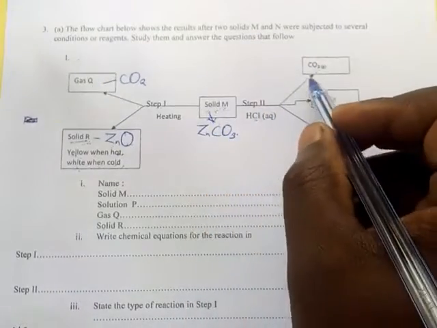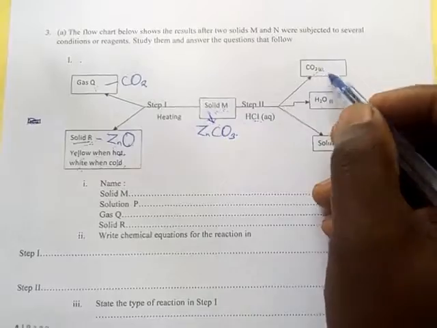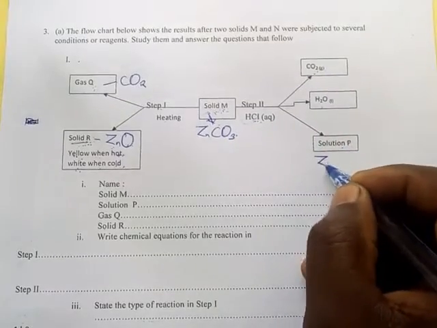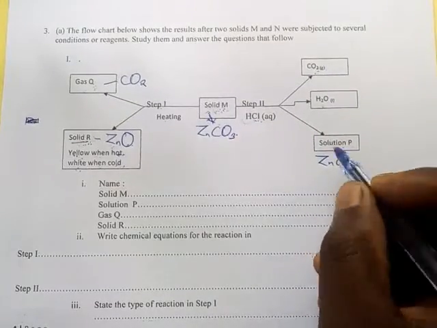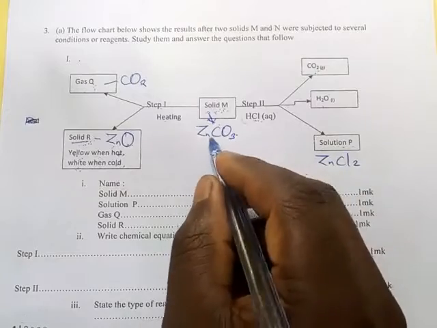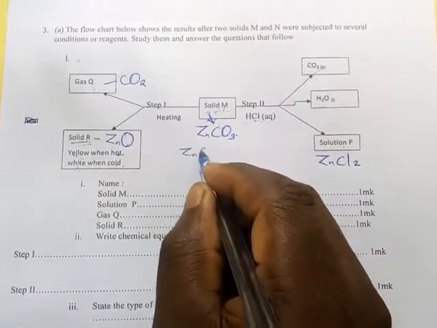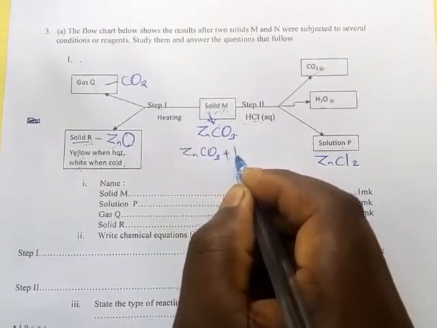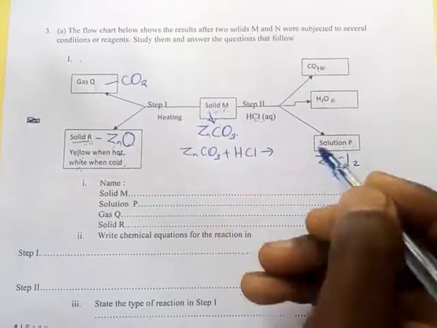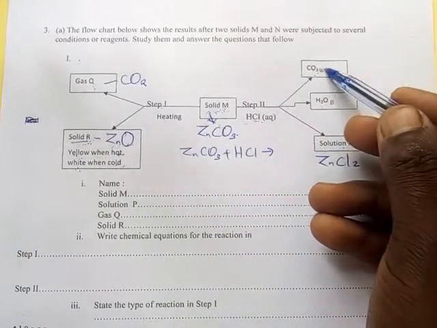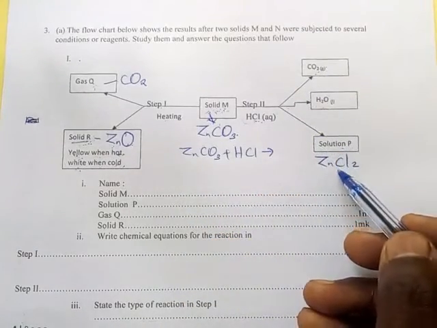When it reacted with the HCl, solution P will be zinc chloride. So when you write the reaction, it is zinc carbonate plus HCl, which gives you water, carbon(IV) oxide, and zinc chloride.